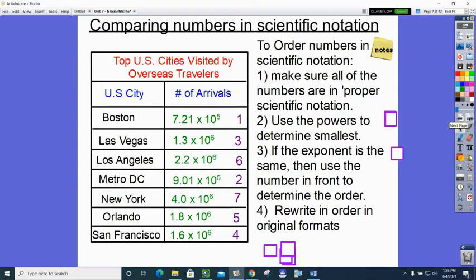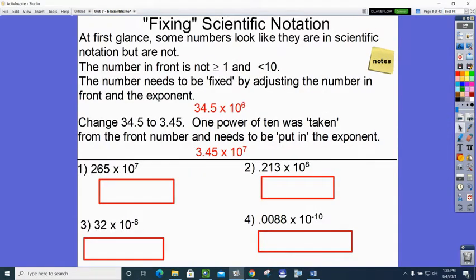What if they're not in proper scientific notation? What do I mean by that? So at first glance, some numbers look like they are. For instance, look at this right here in the middle. It's got a number times a power of 10. But oftentimes, this number in front may not be in proper form. See, 34.5 is greater than 10, greater than 9.99 actually. So we need to fix this to be in proper scientific notation.